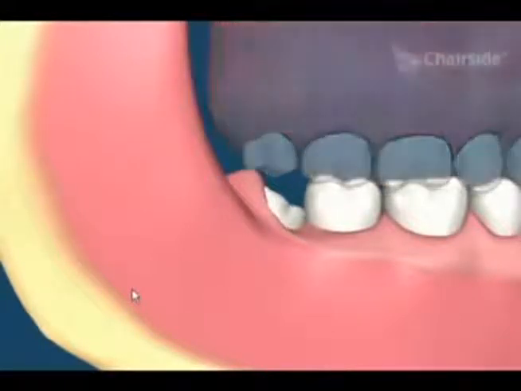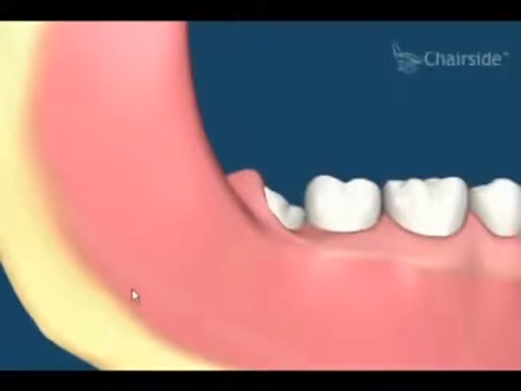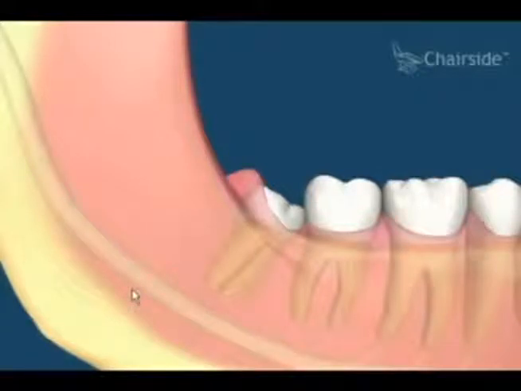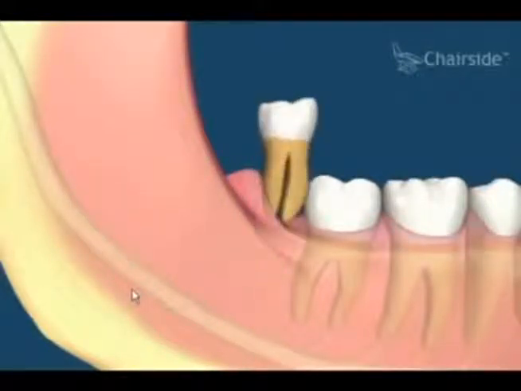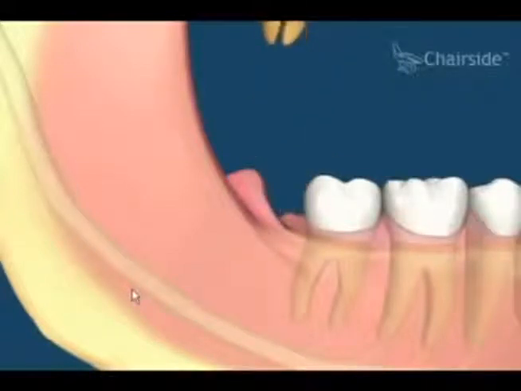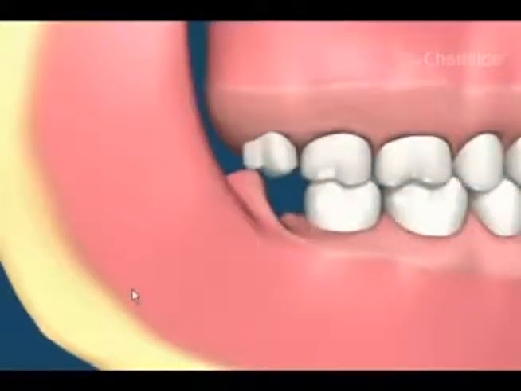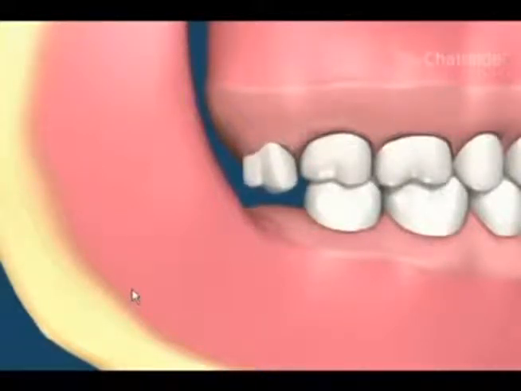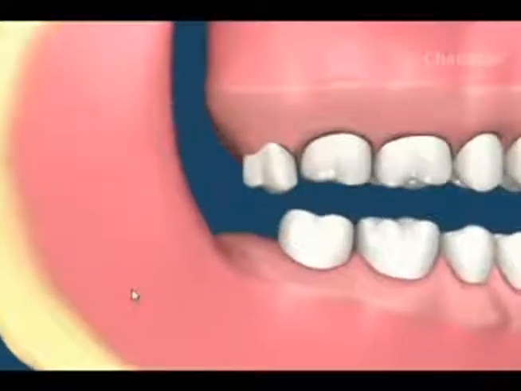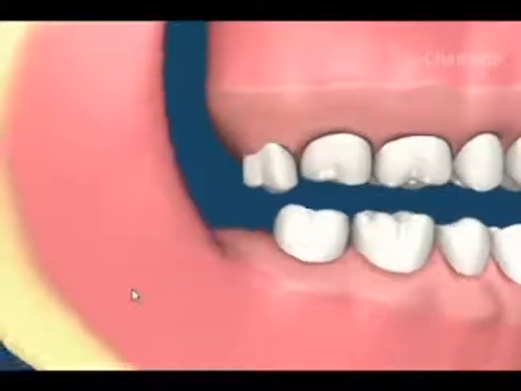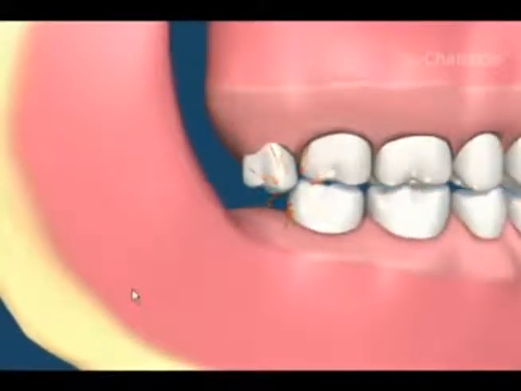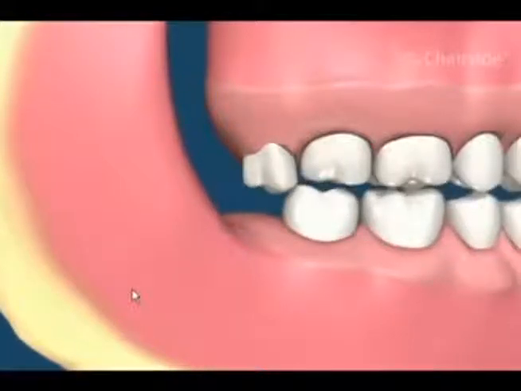Treatment starts with antibiotics and getting the tissues to settle down, followed by the extraction of the wisdom tooth. Once the tooth is gone, the gums recede back to normal. If the upper wisdom tooth does not touch a lower tooth, then it should also be removed. It will over-erupt, causing biting problems.